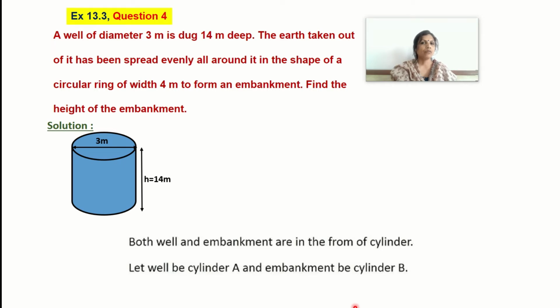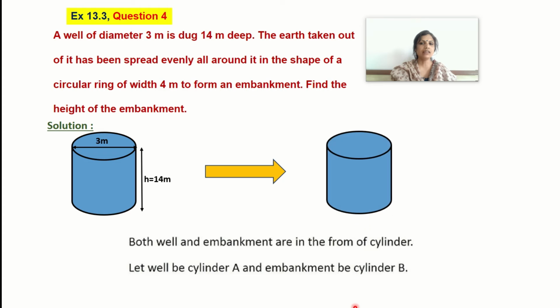Now, what the sum says is, the earth taken out from it has been spread evenly around it in the shape of a circular ring. So let's see what shape we get. We have a cylinder like this. This is our original cylinder with diameter 3 meter.